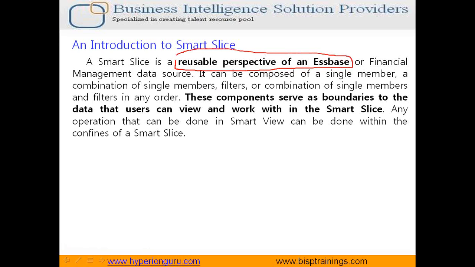Another important thing, SmartSlice is nothing but a collection of members, a single member or multiple single members. You may also have some filters. So you ensure that people are accessing data pertaining to their job role. The most important thing to know about SmartSlice is that these components serve as the boundaries to the data that the user can view and work with in SmartSlice.